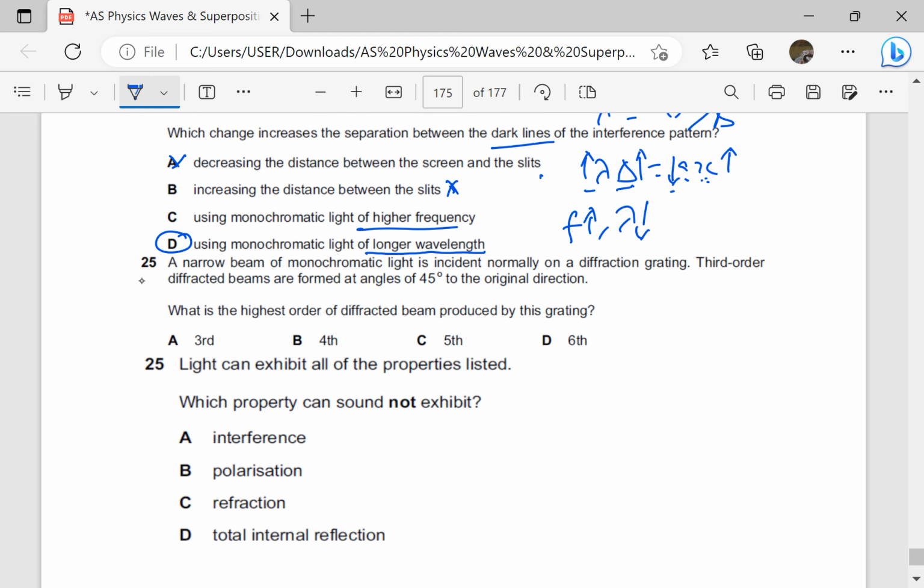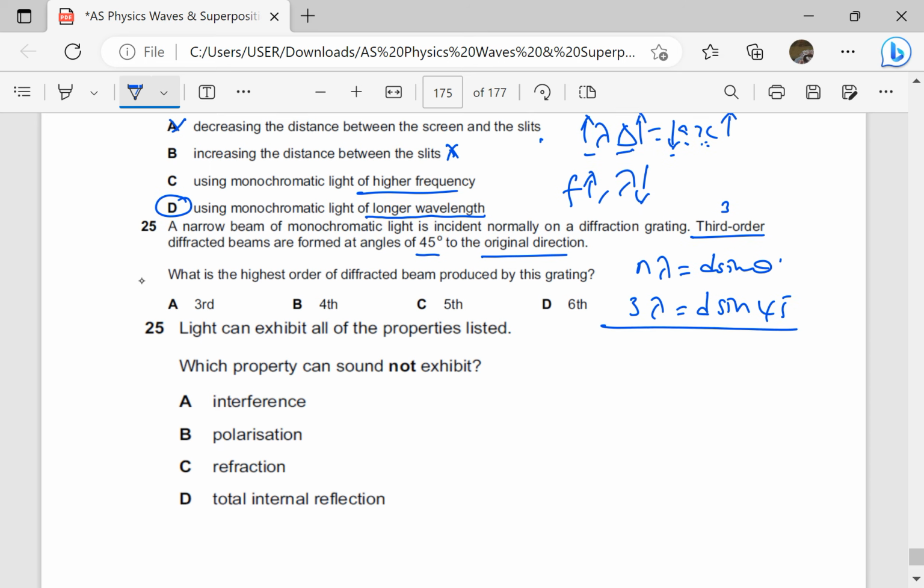X is higher. A narrow beam of monochromatic light is incident normally on a diffraction grating. The third order, that is N equals 3, diffracted beams are formed at angles of 45 degrees to the original direction. What is the highest order of the diffraction beam produced by this grating? So N lambda is equal to D sine theta. Let's first find the wavelength. When N is 3, the wavelength lambda is, D is not known, I'll just write it as D sine of 45 degrees. Okay.